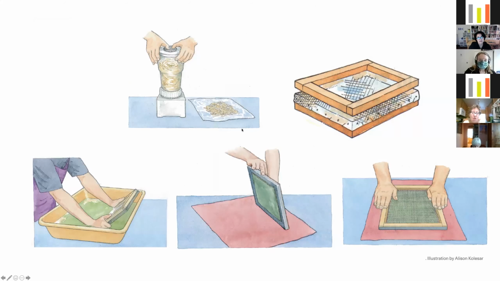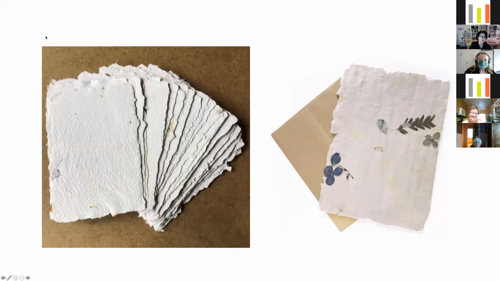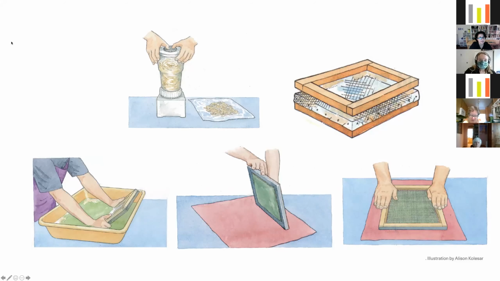And this is how it's done. Blending and putting the screen in the vat and then scooching. That's what it's called, pressing the piece of paper pulp onto the surface. Usually it's felt. And then you lift it up, and there you go. You have your piece of paper. These are different kinds of papers that you get.